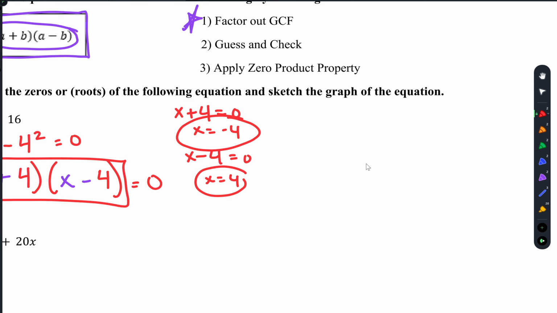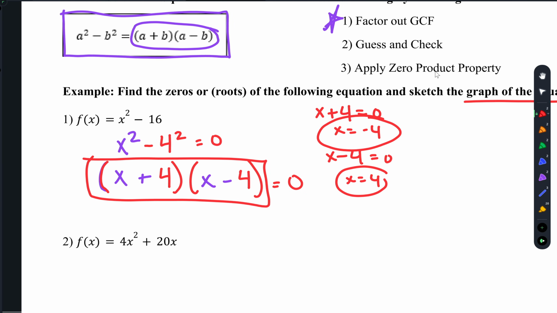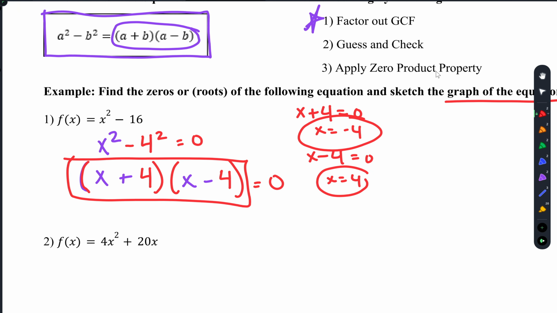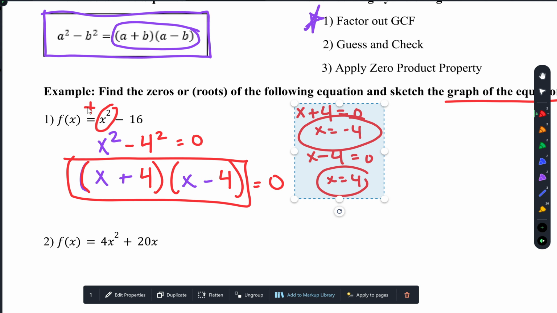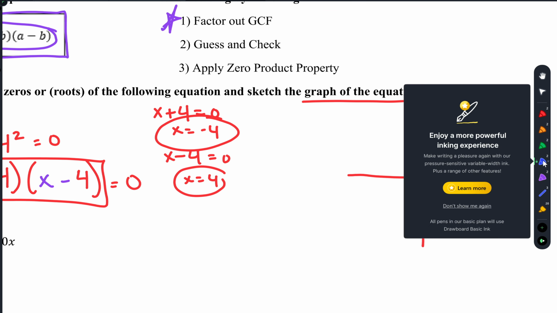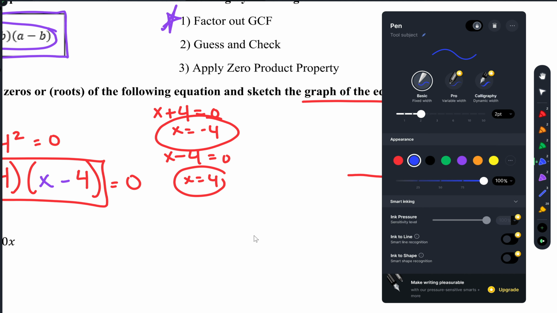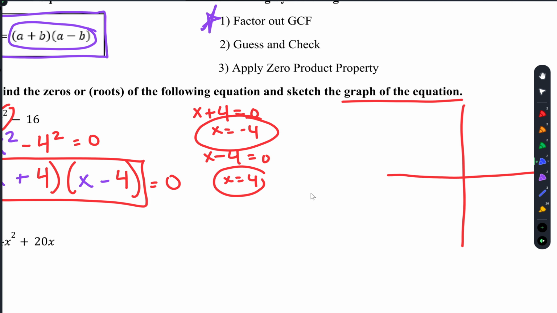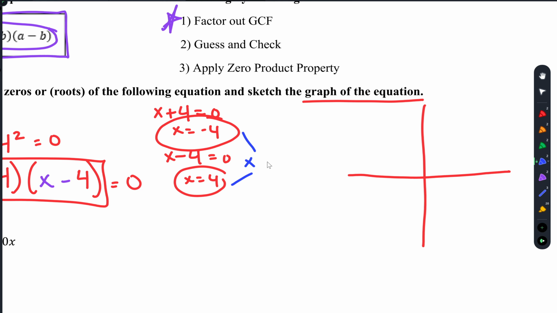And I know you're going to hate me when I say this, but then we're going to graph this. We're just going to do a quick sketch. We know what anything with a quadratic looks like, right? It's a parabola, a U shape. All of our parabolas, if this first term is positive, should open upwards. So I'm going to really quickly just draw myself a little graph here. My answers, my solutions, this is where my graph crosses the x-axis. So I'm going to put negative 4 and positive 4 on the x-axis. And I'm just going to draw a parabola.